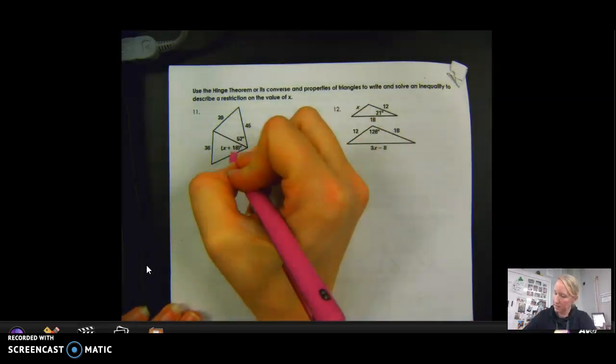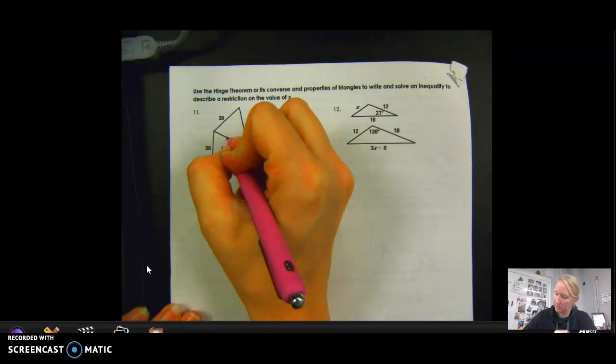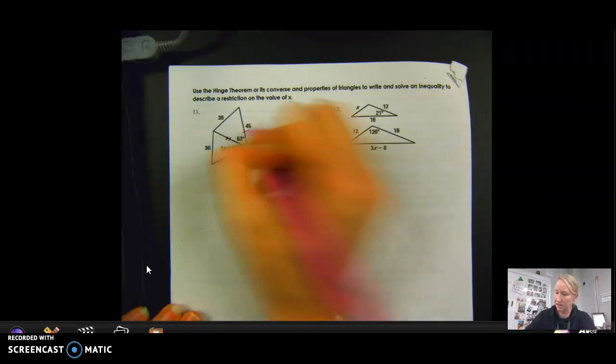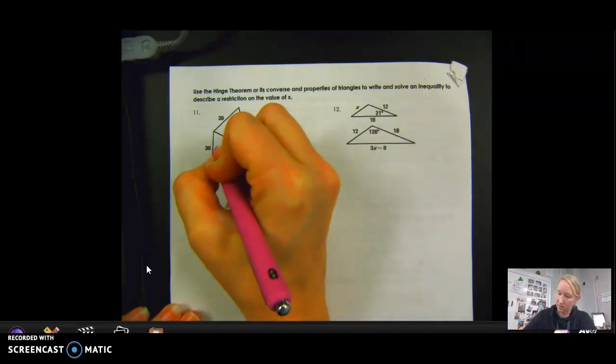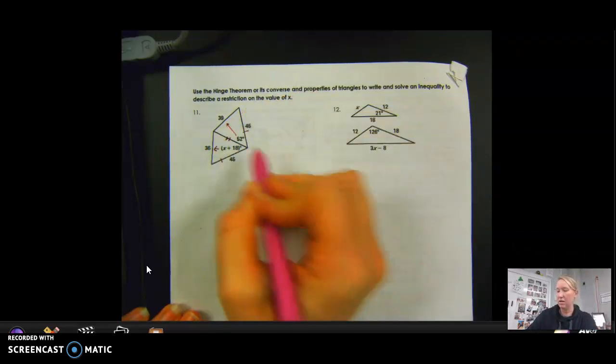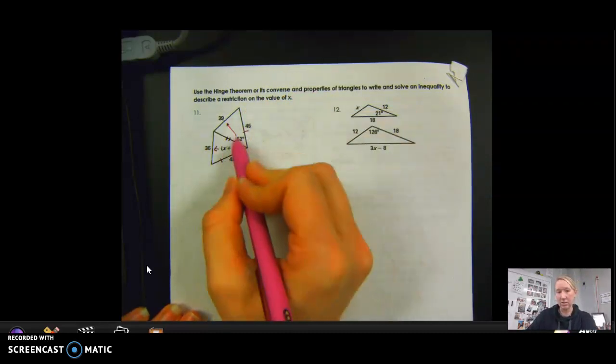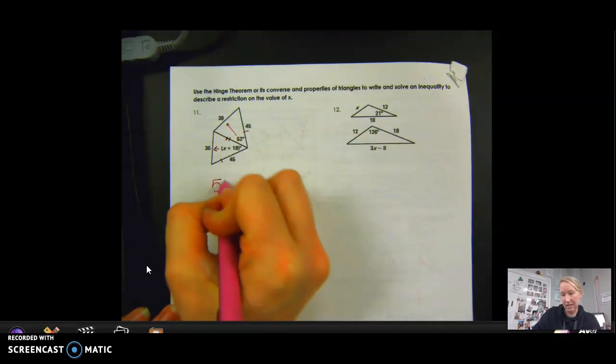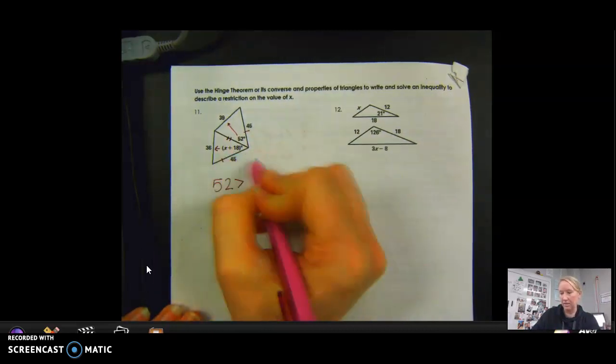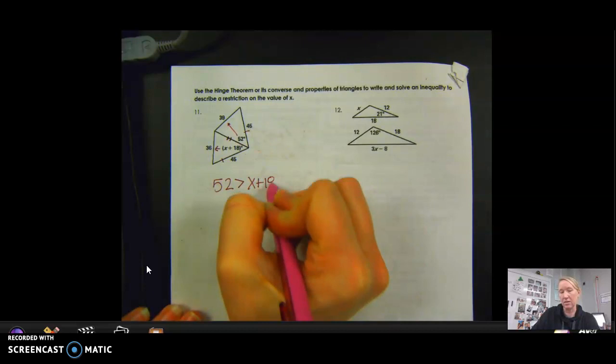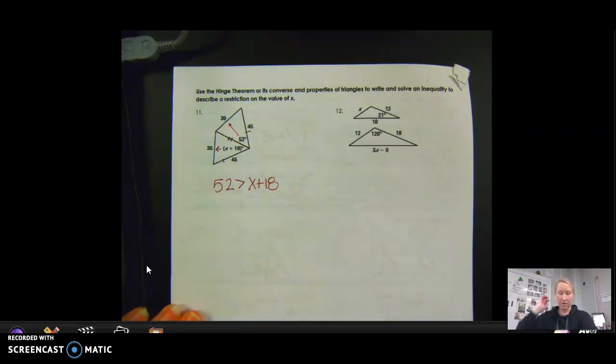Okay, so what this guy is saying is that this is congruent to itself. This looks like it's congruent to this. So this is across from 36 and this is across from 39. So since this is across from 39, that means that 52 degrees has to be bigger than whatever angle measure this is because it's across from a smaller side. So then we're just going to solve for x from there.